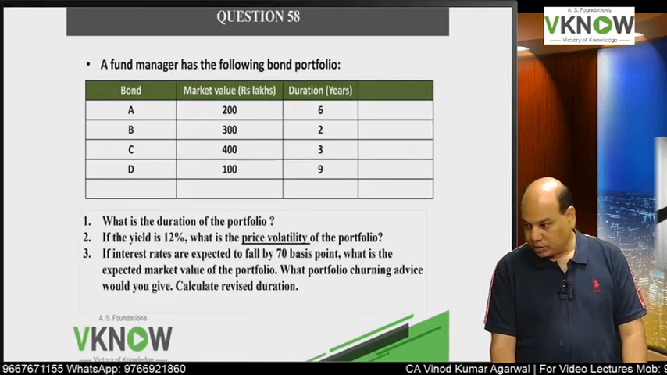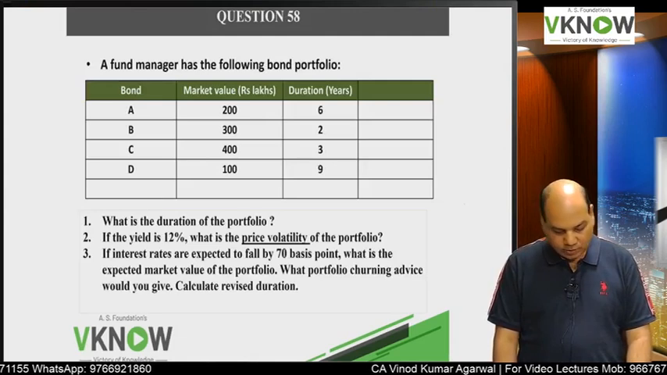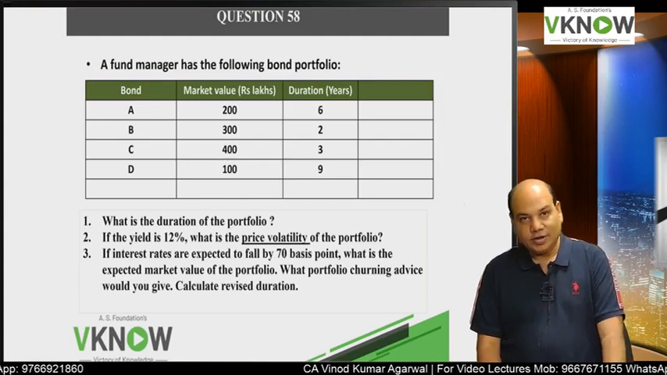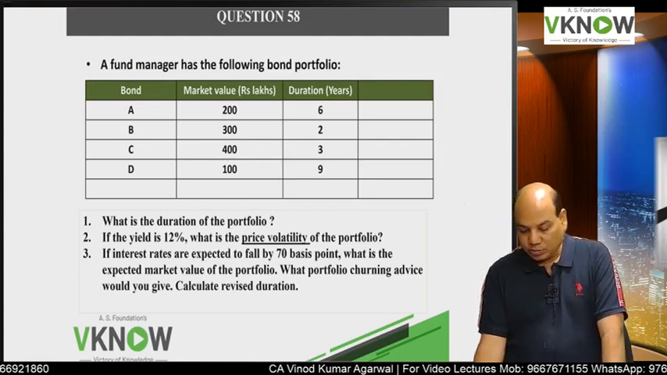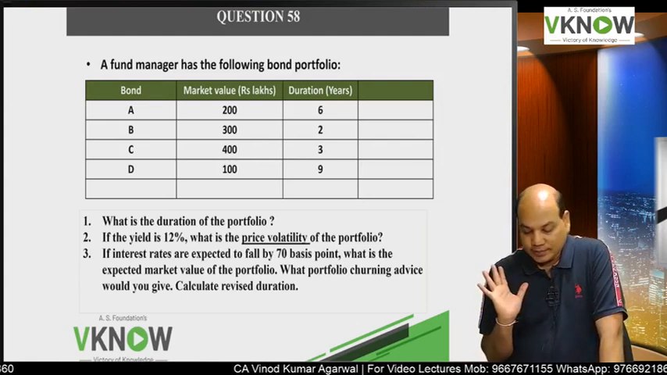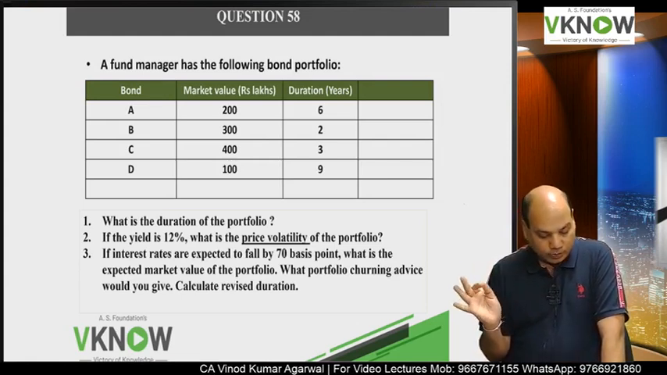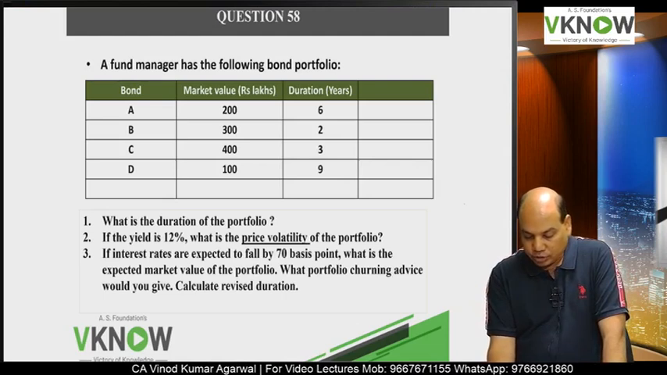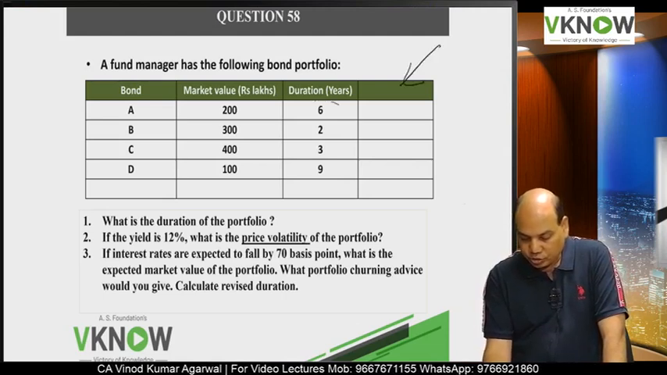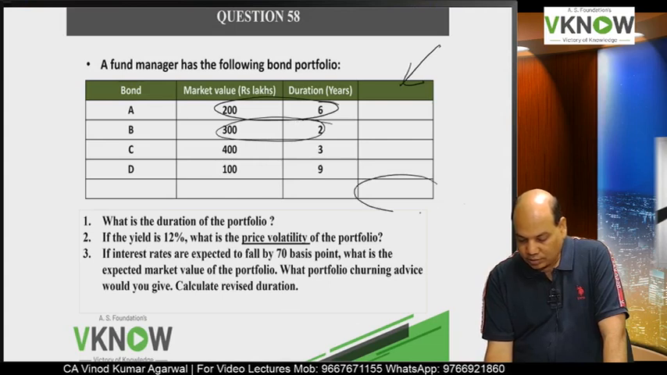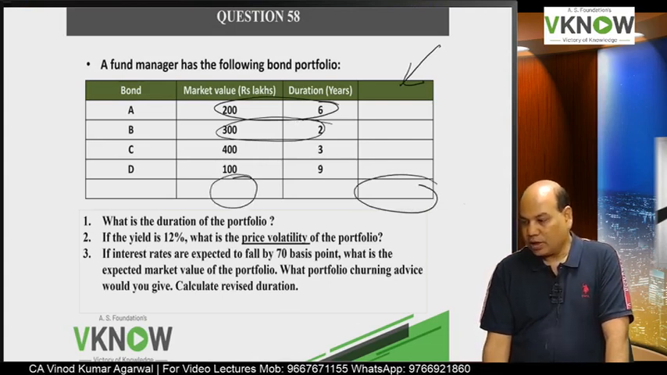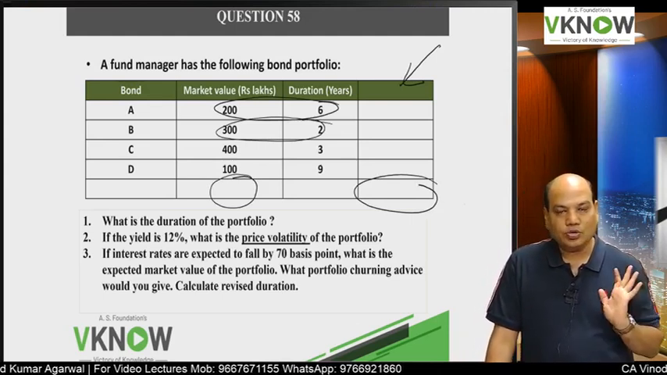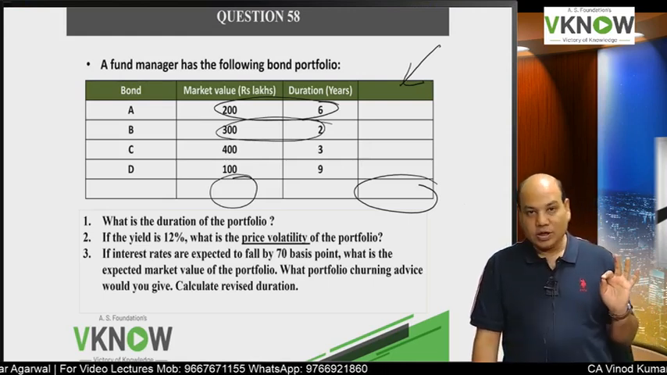A fund manager has the following portfolio: bond A, bond B, C, D. Market values are given in rupees in lakhs and duration is also given. What is the duration of the portfolio? Weighted average duration. So in this column, you will multiply, add and divide by the total of market value. I have kept that last column blank in your book so that first answer you can solve in the book only.